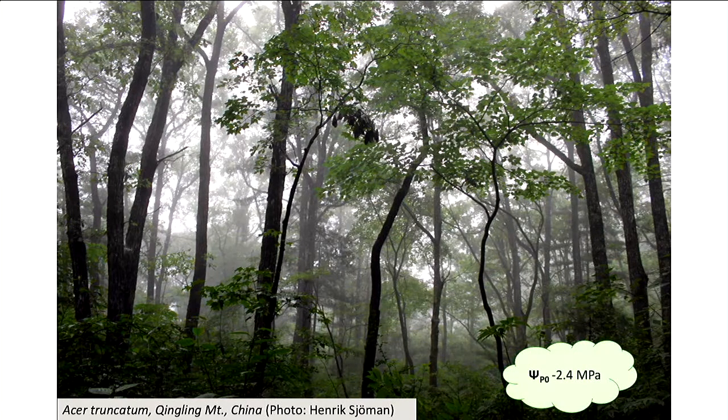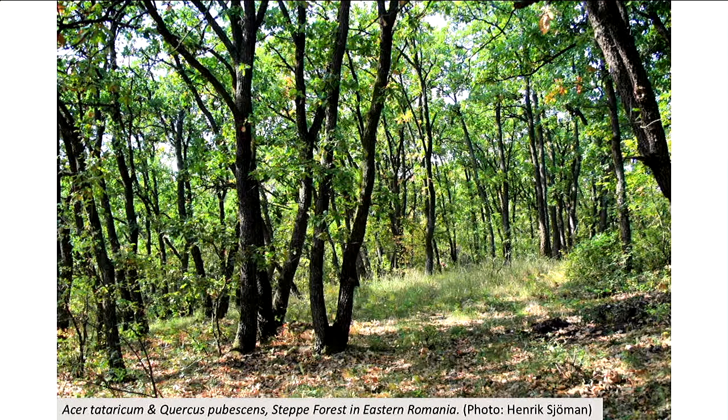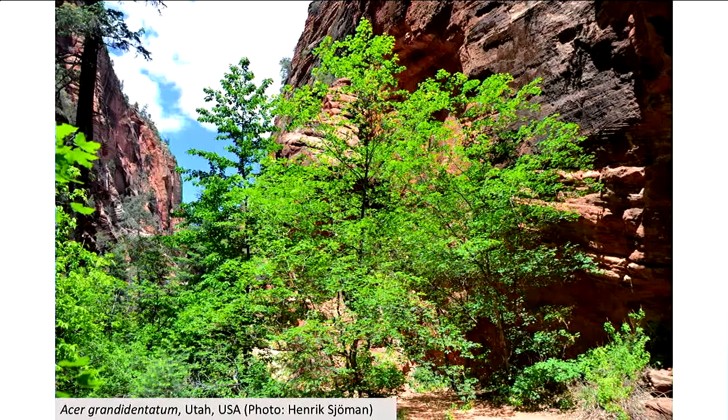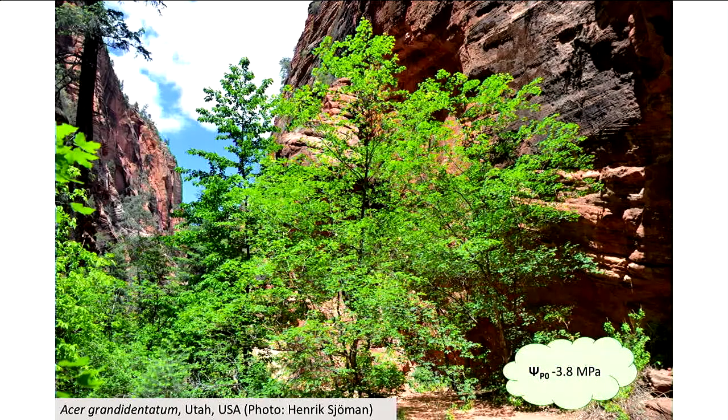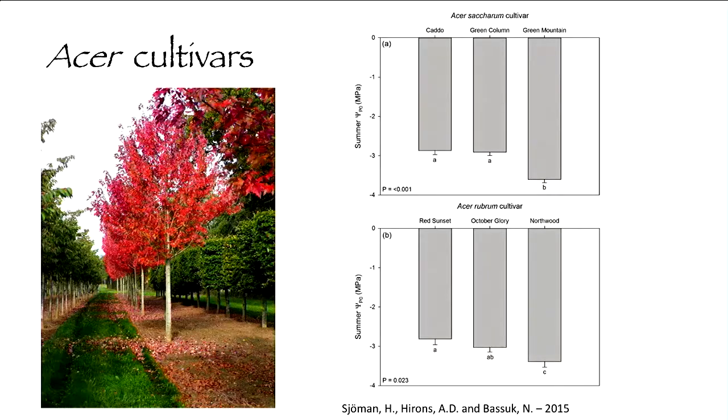So again, that was -2.4, relatively sensitive to drought. Whereas we oppose that to Acer tataricum, growing in the steppe forest of Romania, -3.6, and Acer grandidentatum here in the Rockies, -3.8 megapascals. So we're able to segregate out the species according to their summer leaf turgor loss point. And we found also differences in cultivars. That might be to do with the particular ecotype or provenance that the cultivar first originated from. But there are some differences in cultivars.